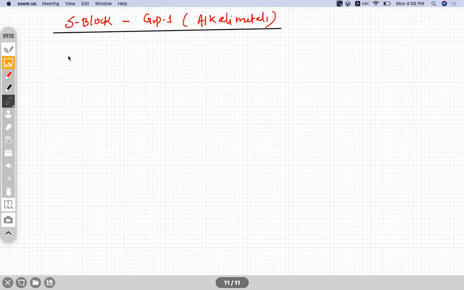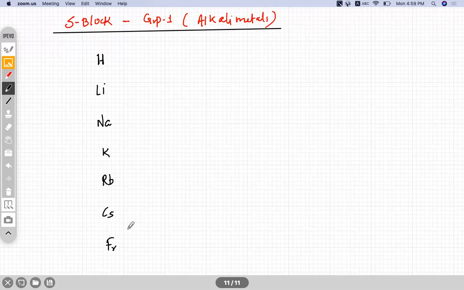This is the first group we have. Even hydrogen is also placed in this group only. If you look at the elements of these groups, we have hydrogen, then lithium, sodium, potassium, rubidium, cesium, and francium. These are the elements we have, right? These are metals also. S block elements are good metals.